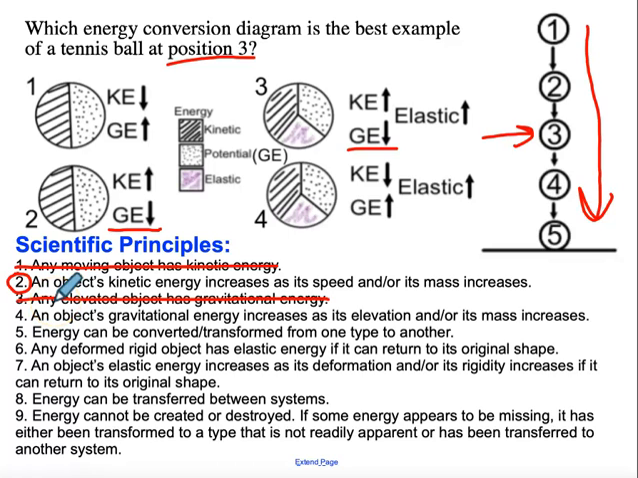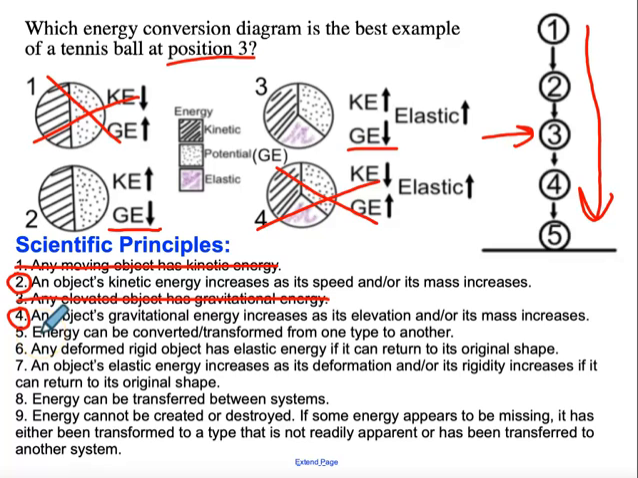But 4, an object's gravitational energy increases as its elevation and/or mass increases. Okay, so now we're talking about GE. You might say, well, it's not increasing, it's decreasing. Remember, these can be flip-flopped around. So if KE is going up, GE has got to be going down. So again, we know it's 1 or 2 or 3. So let's cross these off. We know it's not going to be because of these two scientific principles.